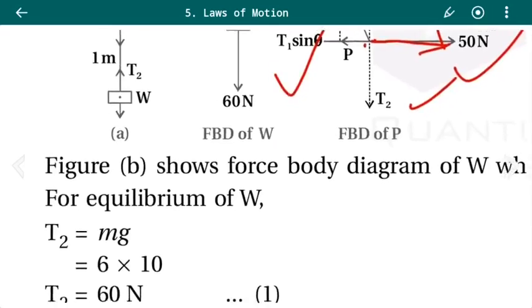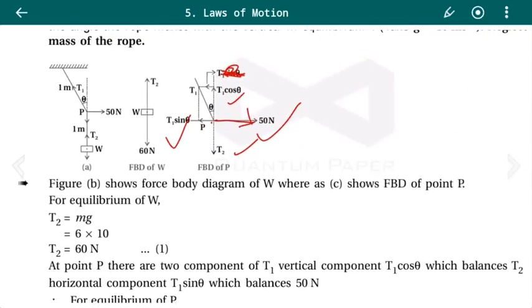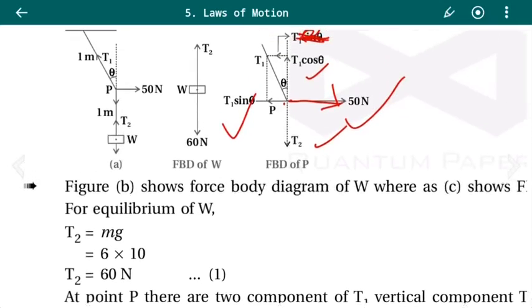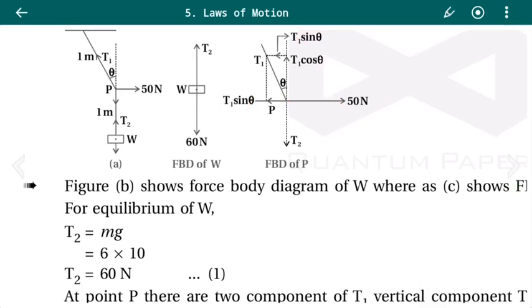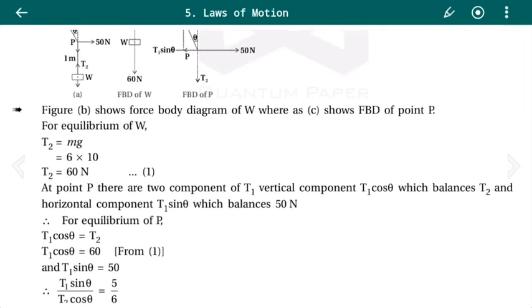So taking the equilibrium condition, for equilibrium of W, we get T2 equals to mg, because T2 is in the upward direction, mg is in the downward direction. So we can write T2 equals to mg. So 6 into 10, that is 60 Newton. So tension T2 is 60 Newton. Now at point P, there are two components of T1, the vertical component T1 cos theta which balances T2, and the horizontal component T1 sin theta which balances 50 Newton.